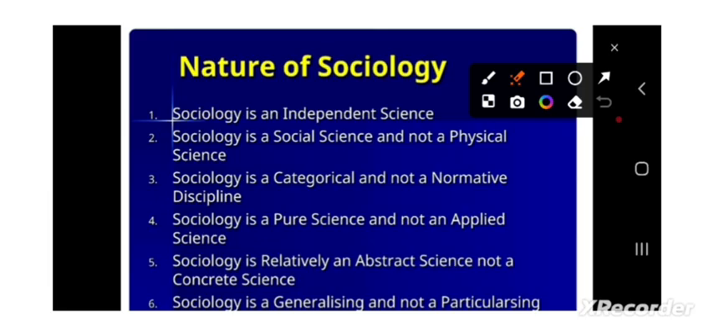Sociology is a social science, not a physical science. Physics, chemistry, and geology study non-living things and the natural world, while sociology falls squarely into the social realm. Sociology is a categorical and not a normative discipline.